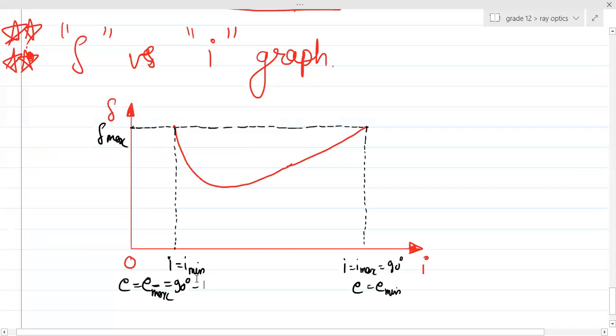Is this first part clear? Can you see at what points basically you are having maximum deviation? Now can you see over here there is one point at which delta is minimum. This is the point where I and E are equal. Yes or no? Is this clear, guys? Yes or no? Did the graph make sense? Yes, sir. Did this much make sense?